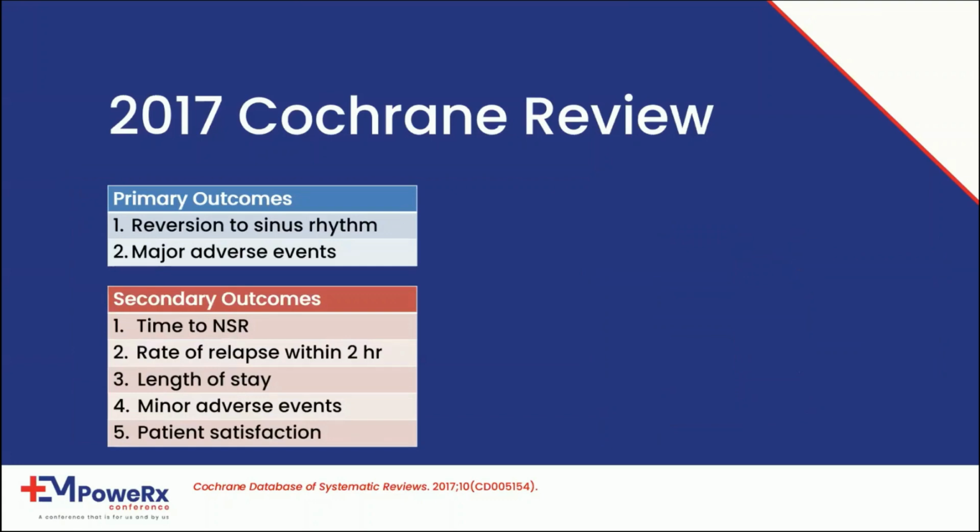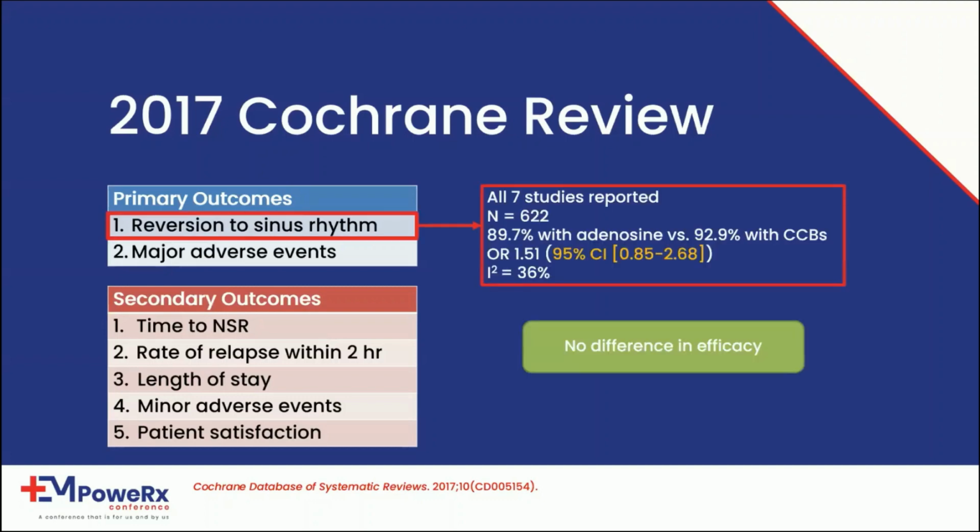So these are some of the outcomes they were looking at. Major adverse events were defined as a cardiac arrest, prolonged hypotension, symptomatic bradycardia that ended up requiring treatment, and any kind of acute cardiac failure. But looking at their primary outcome of reversion to sinus rhythm, all 7 studies that they included reported on this, a total of 600 patients. Conversion rates were similar between the 2 groups at about 90% compared to 93%. The confidence interval was crossing 1, and there was relatively no difference in efficacy between the 2 agents.